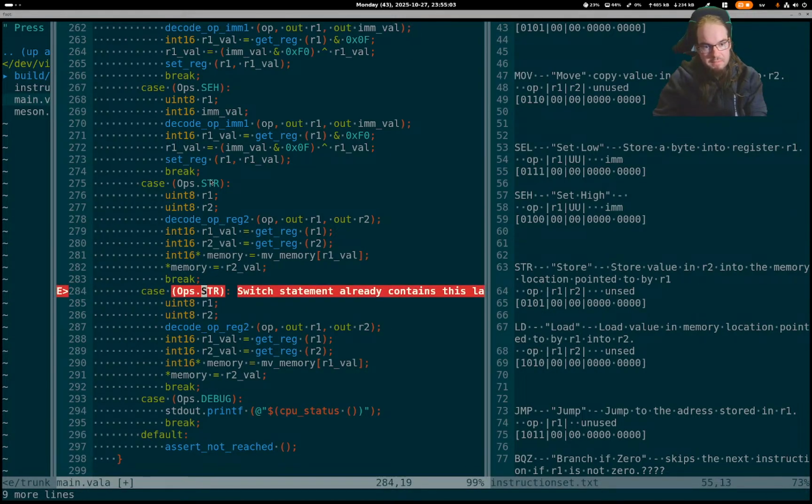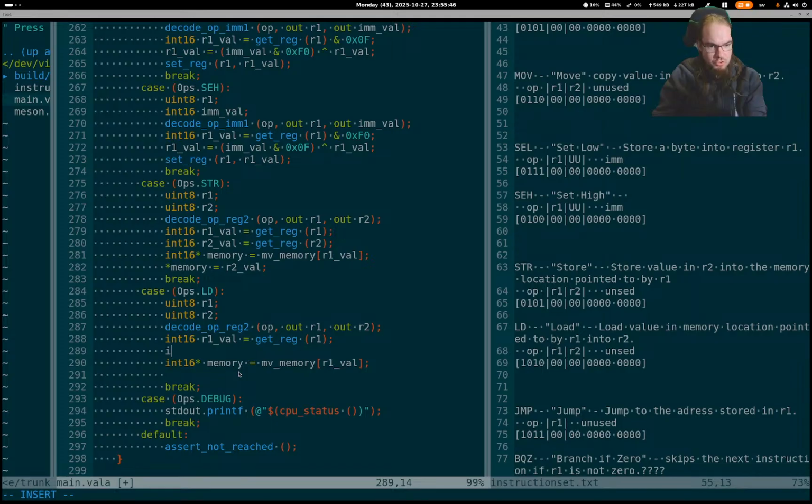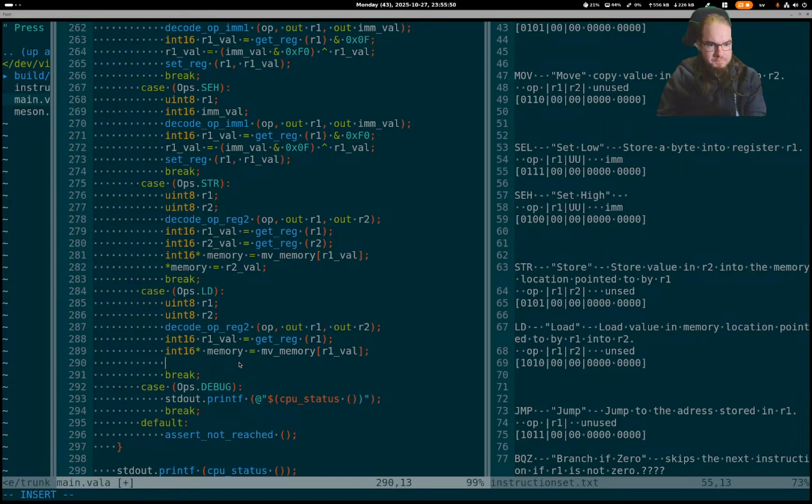LD. So now we need to get the values stored at that point and put it in R2. So set reg R2 memory dereference.